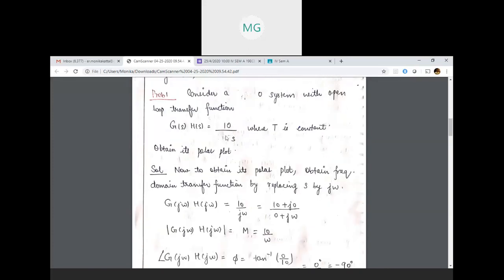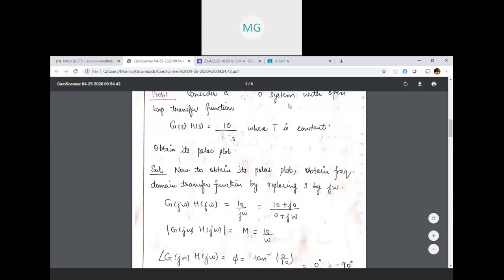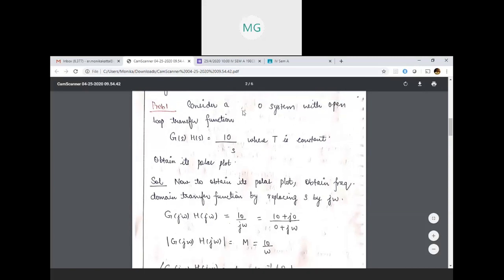Now consider a system with open loop transfer function 10 by s. By mistake I wrote something, I have erased it. I had written another equation, but later I ignored it. Obtain its polar plot. I have taken a simple example first, then we'll be solving 3 problems based on it, the next a little tougher, and then problem number 3 is a different type of problem.